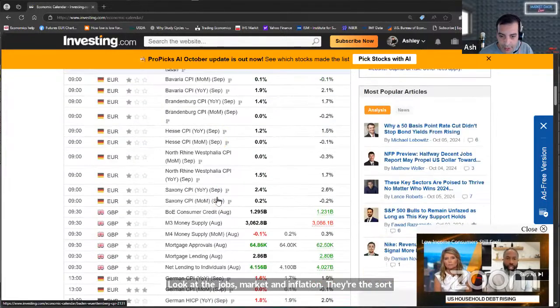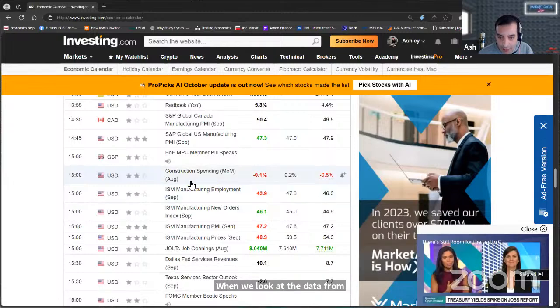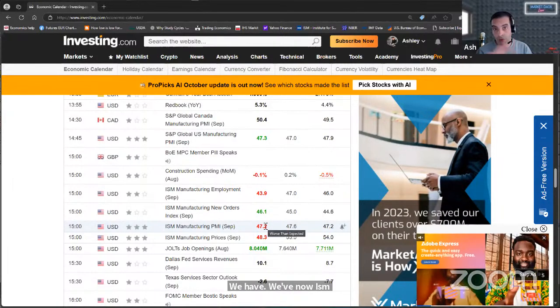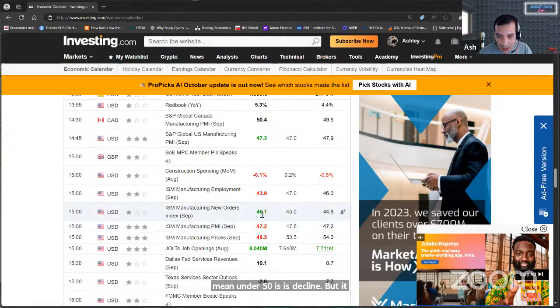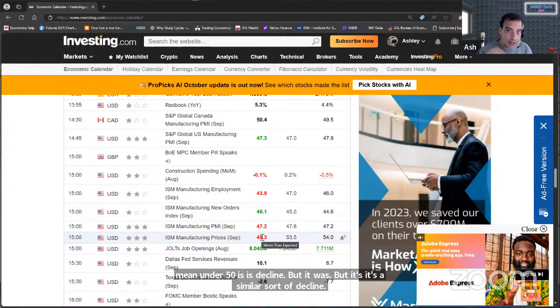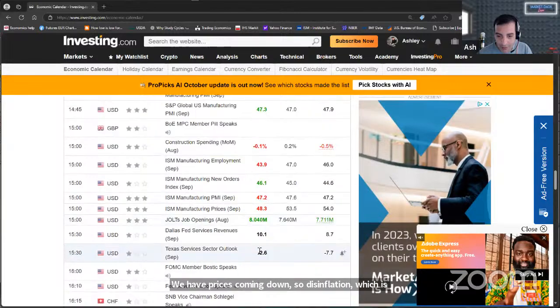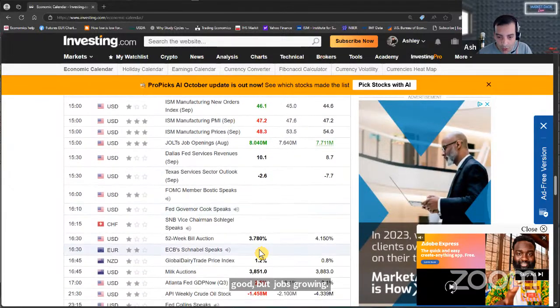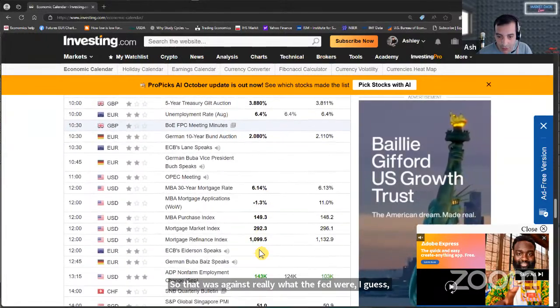But if you look at what's really been happening, when we look at the data from the United States, ISM manufacturing PMIs were basically the same. So we had no growth, no decline. In fact, under 50 is decline, but it's a similar sort of decline. We had prices coming down, so disinflation, which is good, but job openings growing. So that was against really what the Fed were, I guess, starting to hope for. They thought maybe they'd need to save the jobs market a bit.